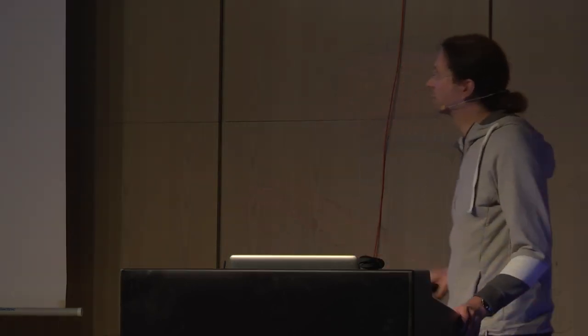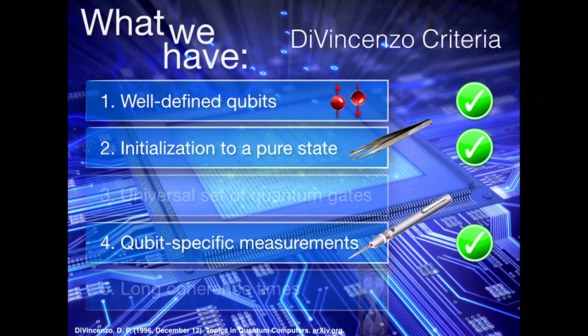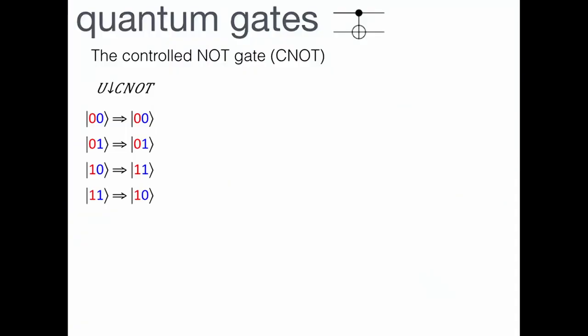So coming back to the DiVincenzo criteria, we have well-defined qubits in our diamond. We are able to initialize to a pure state. We have qubit-specific measurements. That is our laser. So what we now need are quantum gates. So we need to calculate or do operations with the quantum computers.